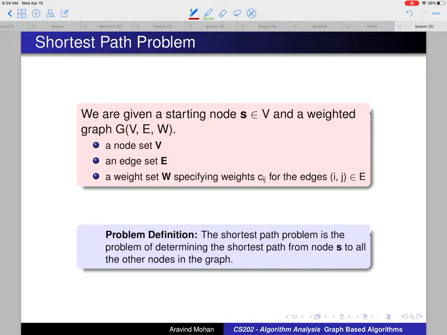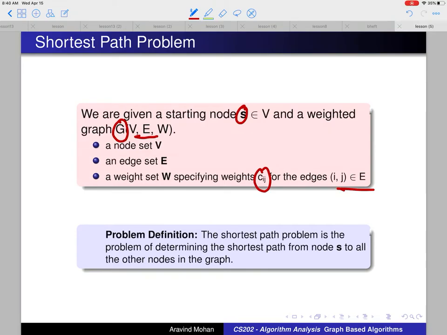So we are given a starting node S, which is the source vertex. And then we are also given a weighted graph G, where capital V is the node set or the vertices set, capital E stands for the edge set, and capital W is the weight of all the edges, Cij, where the edge is from i to j. So basically, it is a weighted graph.